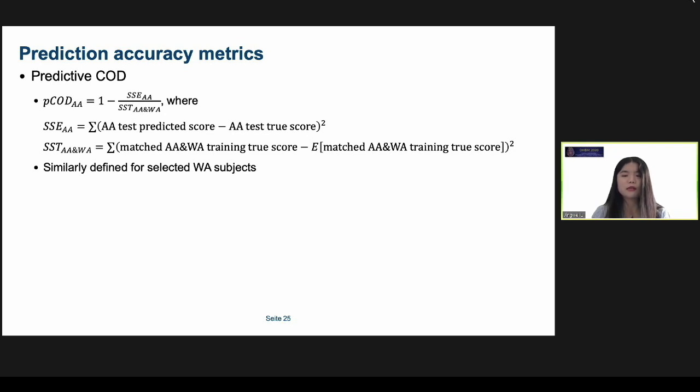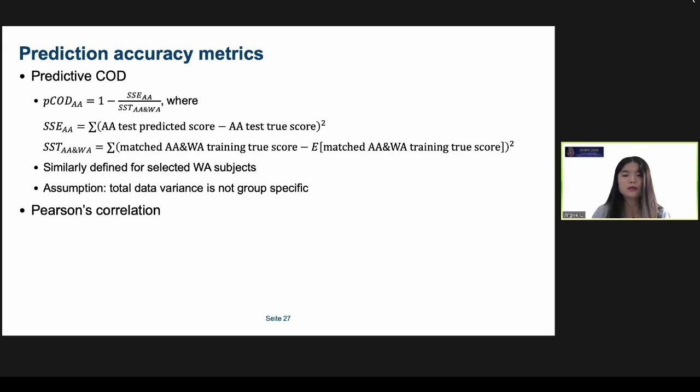Taking African Americans as an example, predictive COD is 1 minus the fraction between the residual sum of squares of African Americans and the total variance of both African Americans and white Americans in the training folds. It can be interpreted as how much of the total variance can be explained by the model in African American samples. The denominator is defined in this way because it assumes that the total variance should not change by knowing the sensitive attribute.